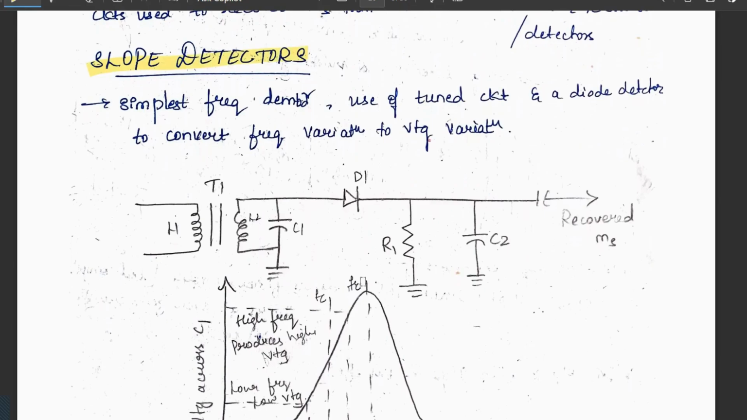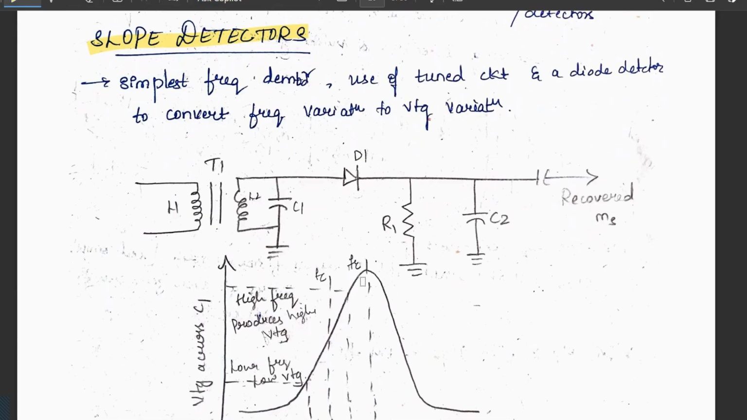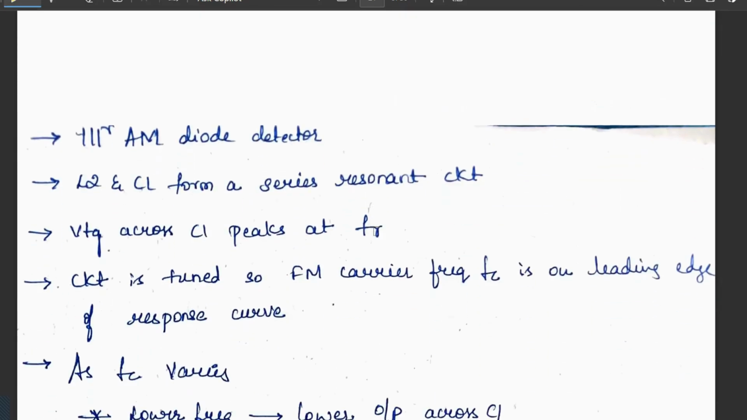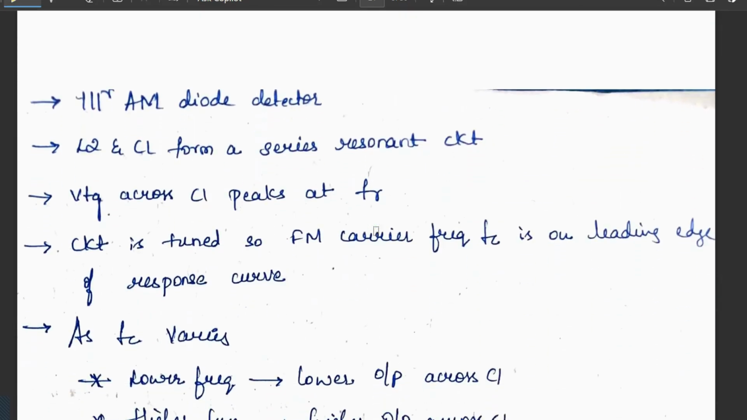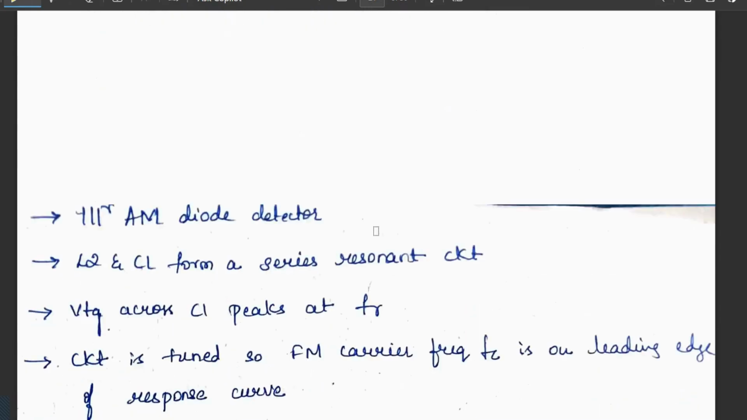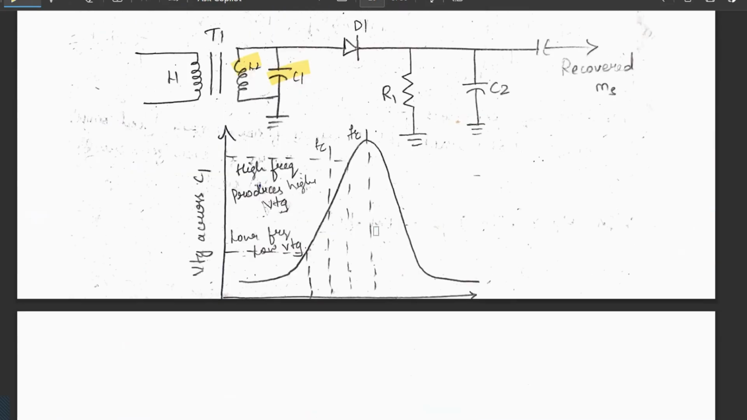It is the simplest frequency demodulator, using a tuned circuit and a diode detector to convert the frequency variation to voltage variation. So this is the circuit and this is the slope we are getting. It is similar to the amplitude detector we studied previously. L2 and C1 form a series resonant circuit, as you can observe here, where the voltage across C1 peaks at FR.